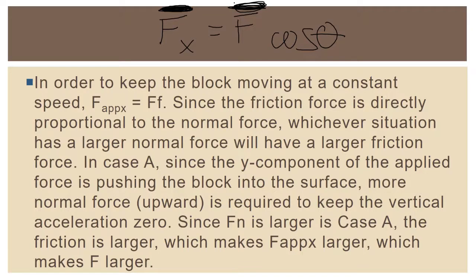And the larger force of friction, because the force of friction equation is given by the coefficient times the normal force, we can see that whichever one has the larger normal force is going to produce a larger friction force. In case A, since the block is being pushed into the surface, we see a larger normal force. The larger normal force tells us there's a larger friction force. The larger friction force tells us there's a larger x component of the applied force, and the larger x component of the applied force tells us there's a larger applied force in general. It's a lot, but the logical progression here, I hope, makes sense.